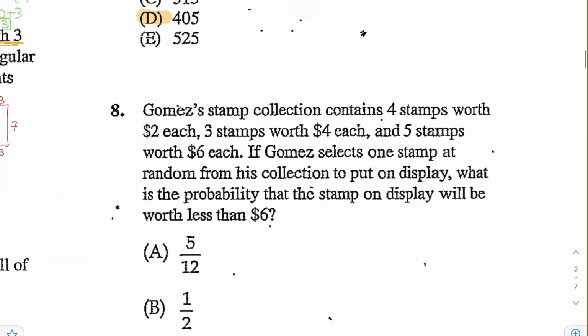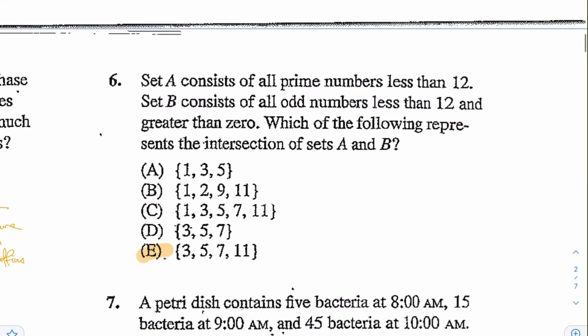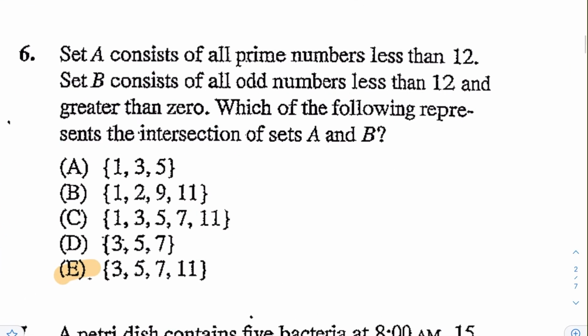All right, next for number 6. Set A consists of all the prime numbers less than 12. Set B consists of all the odd numbers less than 12 and also greater than 0. Which of the following represents the intersection of sets A and B? So a set is just a list of numbers, and these numbers are called elements in a set.